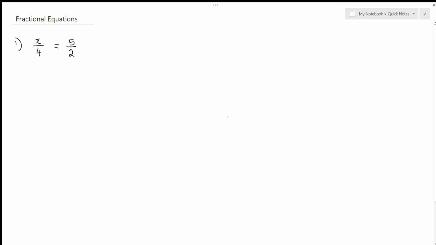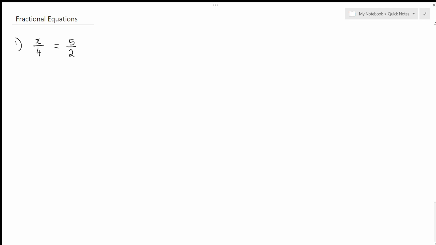Today we're going to be looking at fractional equations, and with these particular equations there are two ways you can work them out. I will show you both ways and you'll choose the method that you prefer. So the first one I'm going to use is where we look at 4 and 2. We're basically looking at our denominators and we're going to find our lowest common denominator.